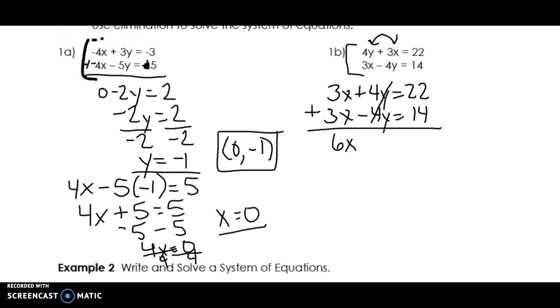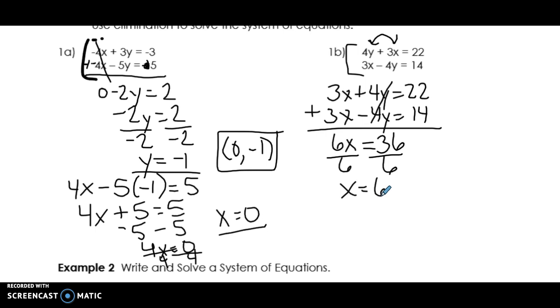It's exactly like what happened over here on example 1. When I added negative 4x plus 4x, we got 0. Those canceled out as well. So same thing happens on 1b here. 4y minus 4y cancels out. And then that equals 22 plus 14 gives me 36. So now to get x by itself, all I got to do is divide by 6. 36 divided by 6 gives me 6.